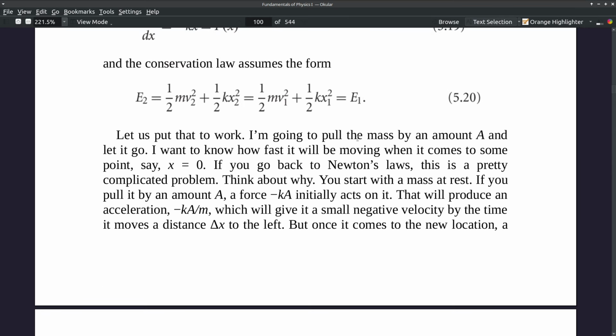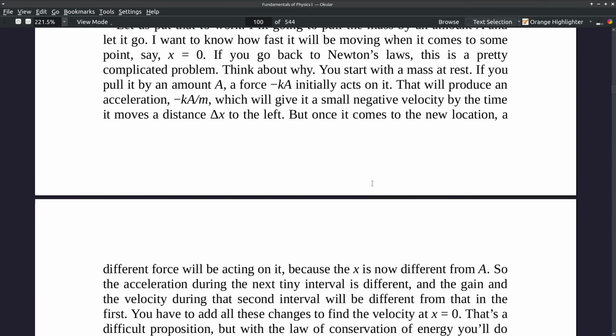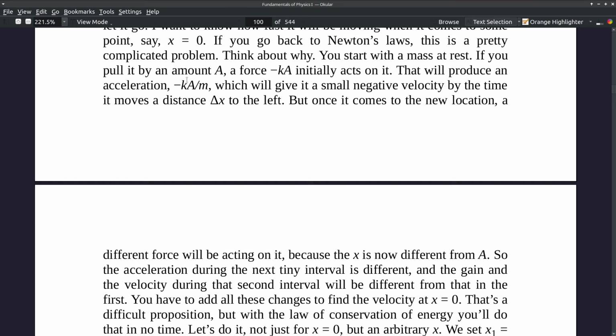If I'm going to pull the mass by an amount A, and I'm going to let it go, I want to know how fast it'll be moving when it comes to some point, let's say x equals 0. If you go back to Newton's laws, this is a pretty complicated problem. Think about why. You start with a mass that's at rest. If you pull it by an amount A, then a force negative kA initially acts on it. That will produce an acceleration, negative kA over m, which will give it a small negative velocity by the time that it moves a distance delta x to the left.